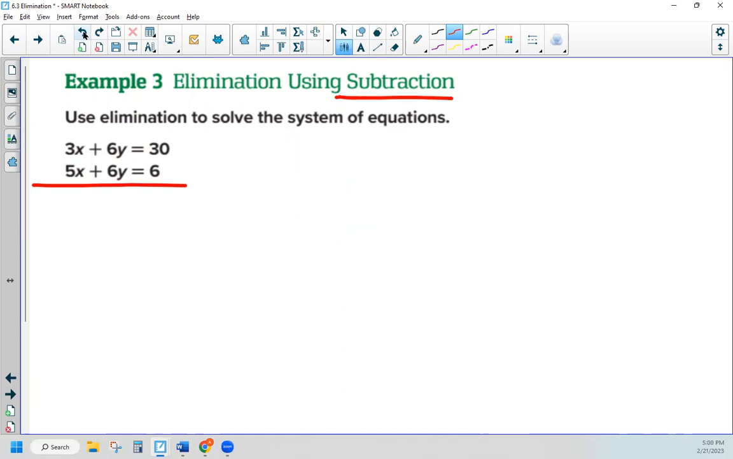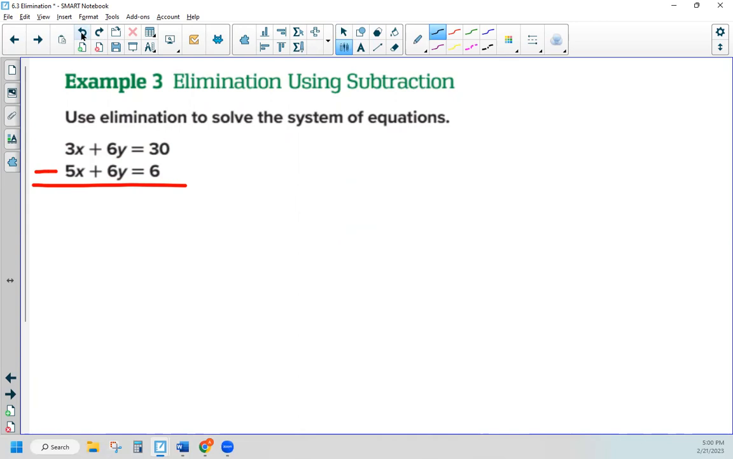Whoop, there's a little hint right there. The only way that we can get rid of a +6 and a +6 is by subtraction. Only way that we can do that is by subtraction. So be careful with that. Not by addition. If you add them, you're going to get +12y. So what happens if we subtract these two equations?